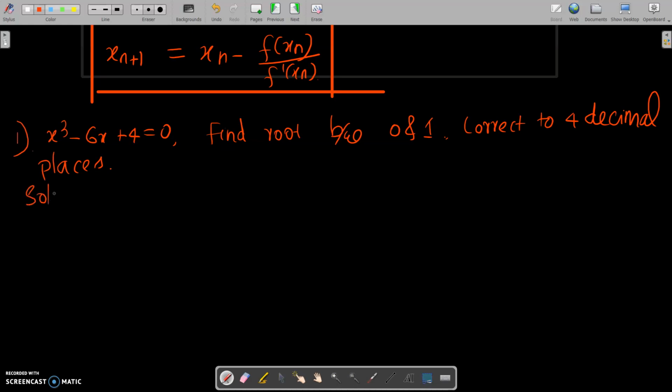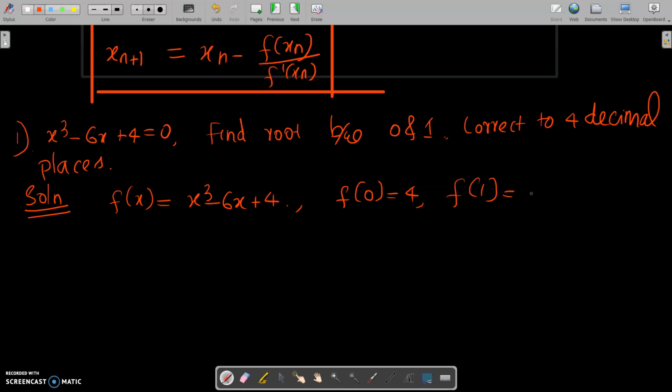Then how will you find the solution? Substitute f(x) = x^3 - 6x + 4, and the root is between 0 and 1. So what was f(0)? That is 4. What is f(1)? 1 minus 6 plus 4, which is minus 1. Therefore, the root lies in between 0 and 1.